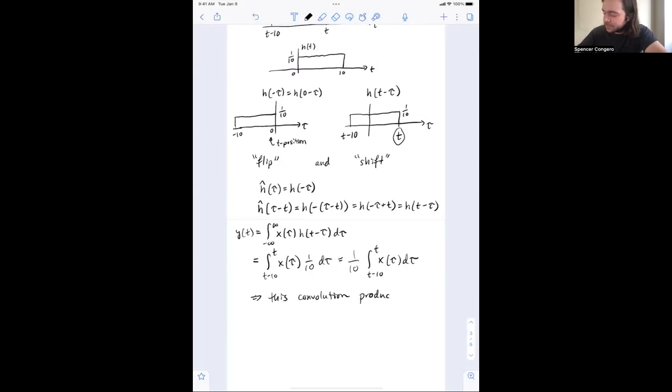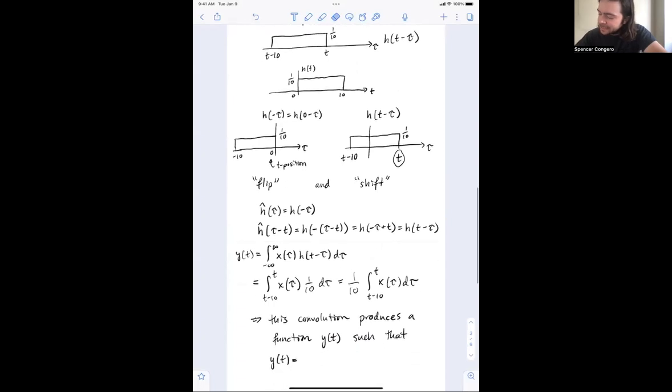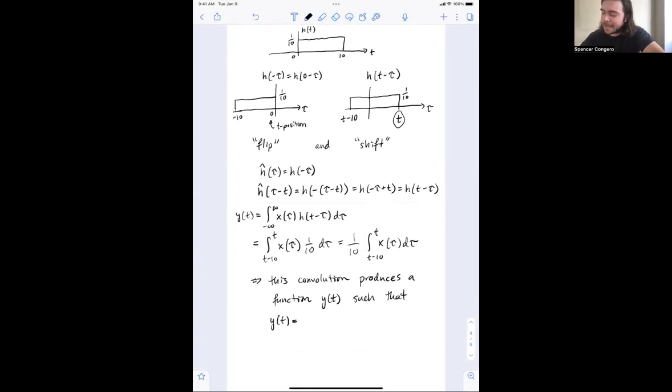This convolution, what does it produce? It produces a function y of t, such that, what does it equal? Well, let's think about it. What is this really saying? It's saying integrate x of t starting 10 time units ago up to the current time, and divide by 10, the length of that interval. That's just computing the average value of x of t over the last 10 time units.